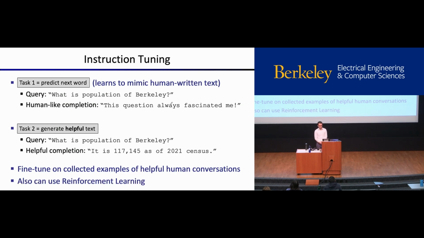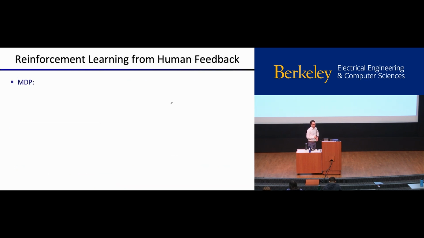We can also use reinforcement learning. So that's another approach. Usually we'll do some pre-training, where we predict the next word, then we'll do some instruction tuning. This is called supervised fine-tuning. And then once the model is answering questions, we can do this other piece, which is called reinforcement learning from human feedback.